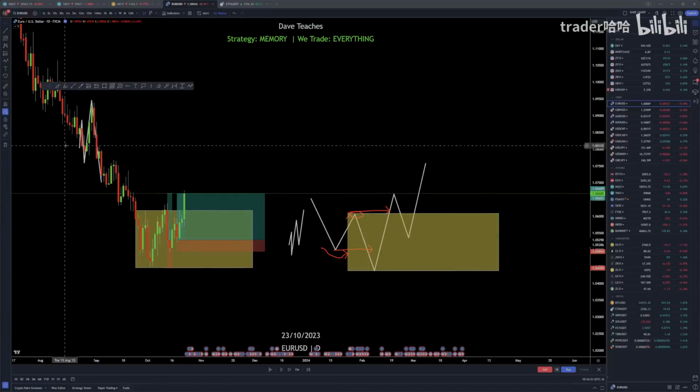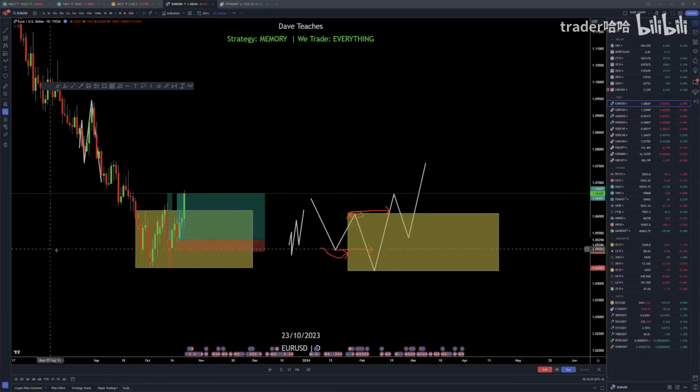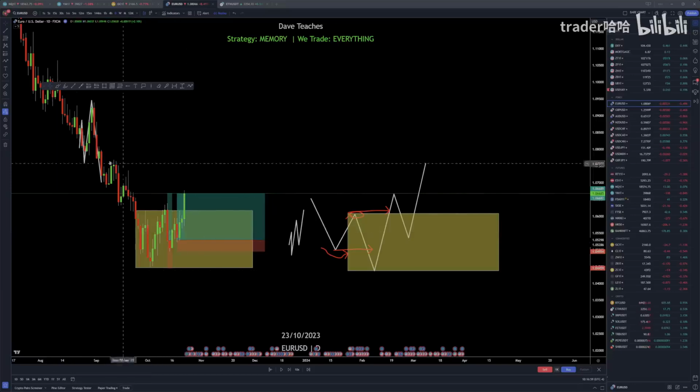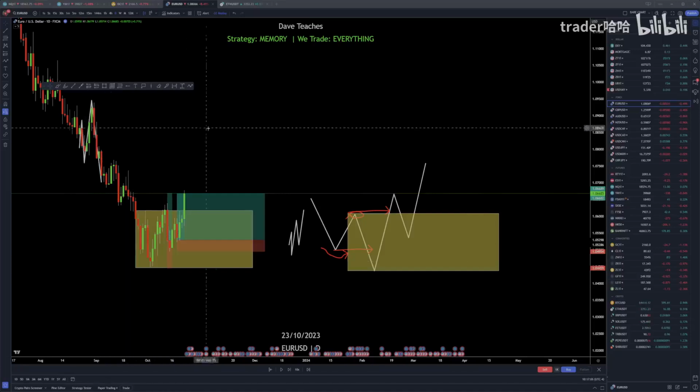So this doesn't change the fact that you have to follow structure going down until you get a flip. But as you're following structure on the way down, that flip needs to occur in what? A higher time frame zone, which was discussed in the market structure and the zones video. So I want you guys to pay attention to that. And again, I said all assets, right?